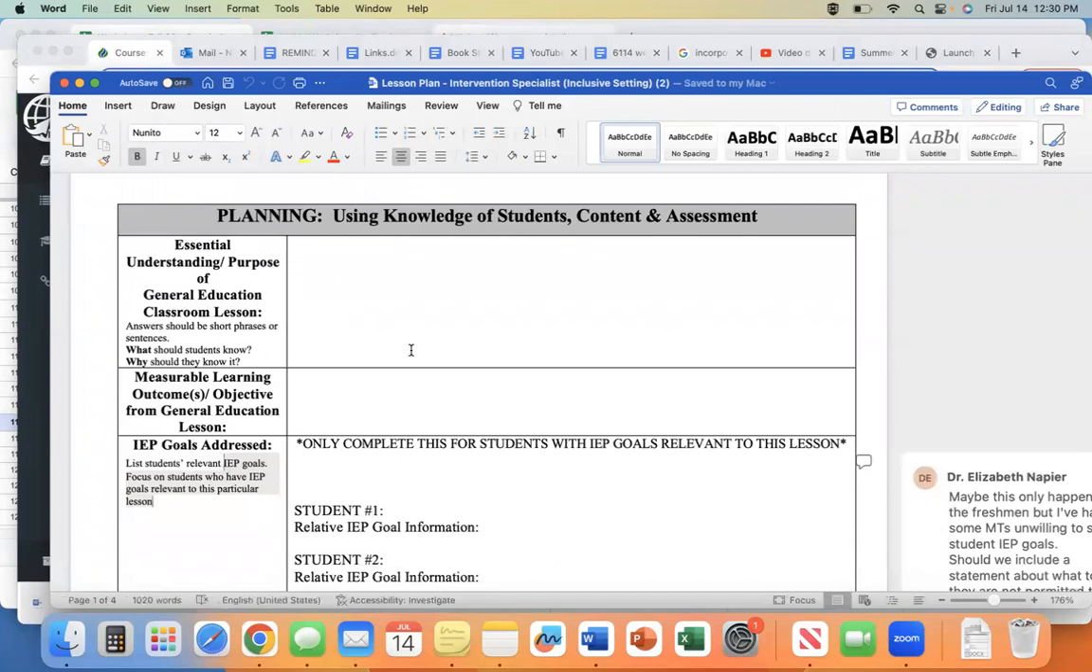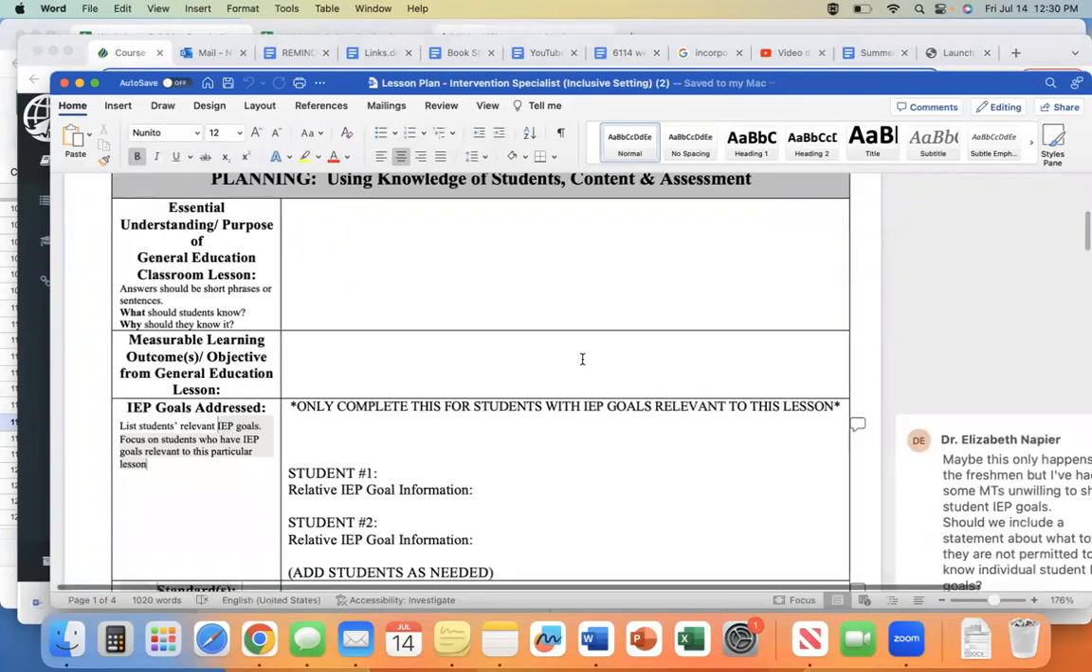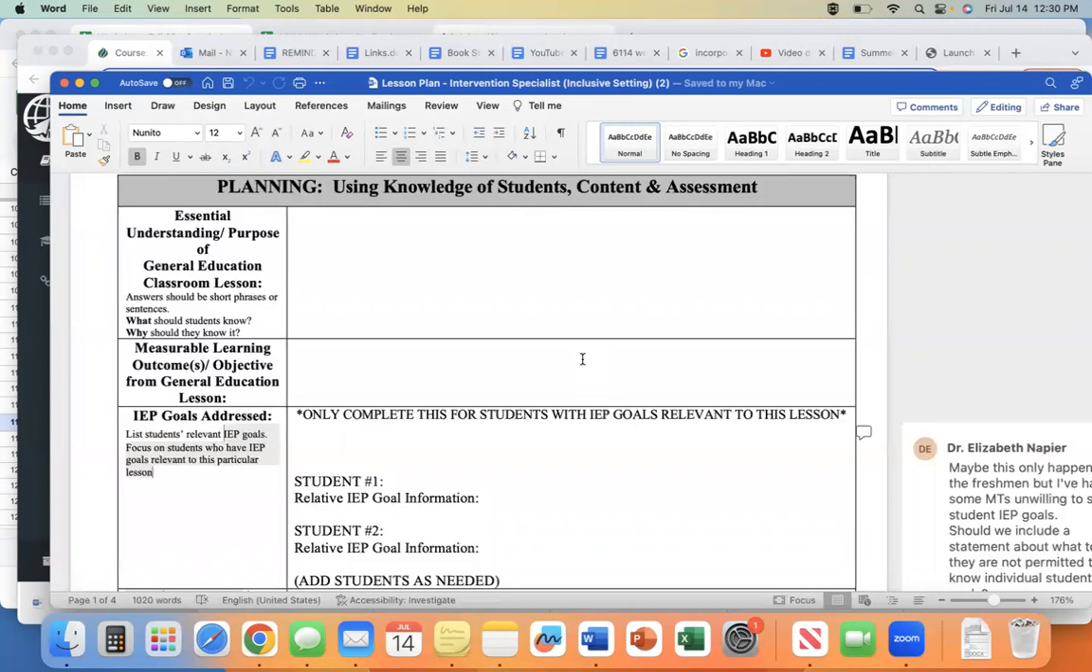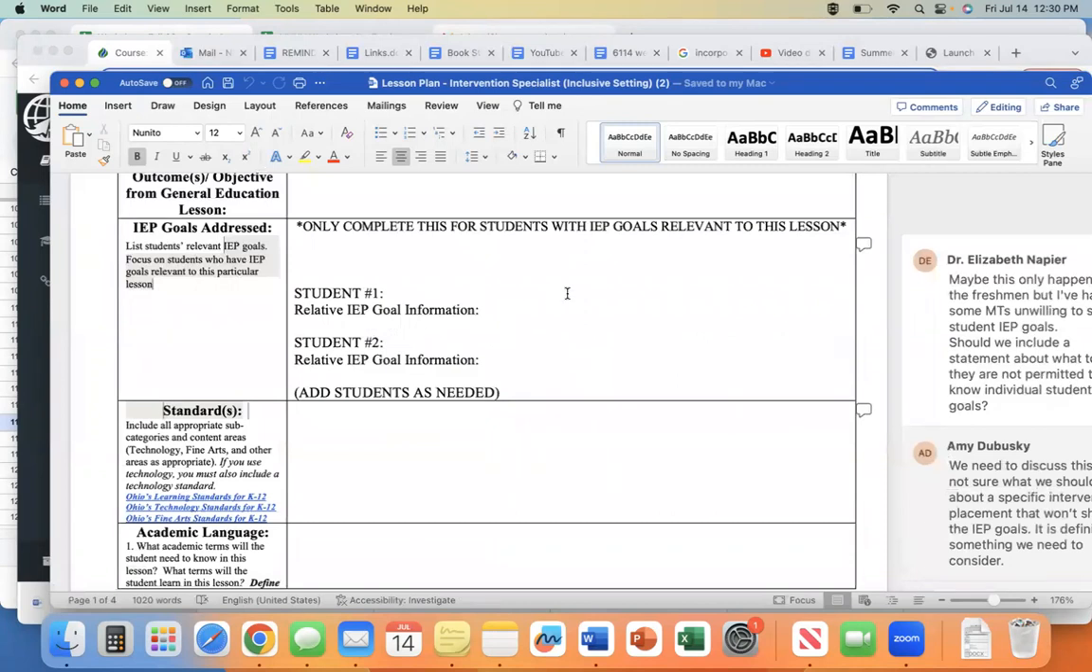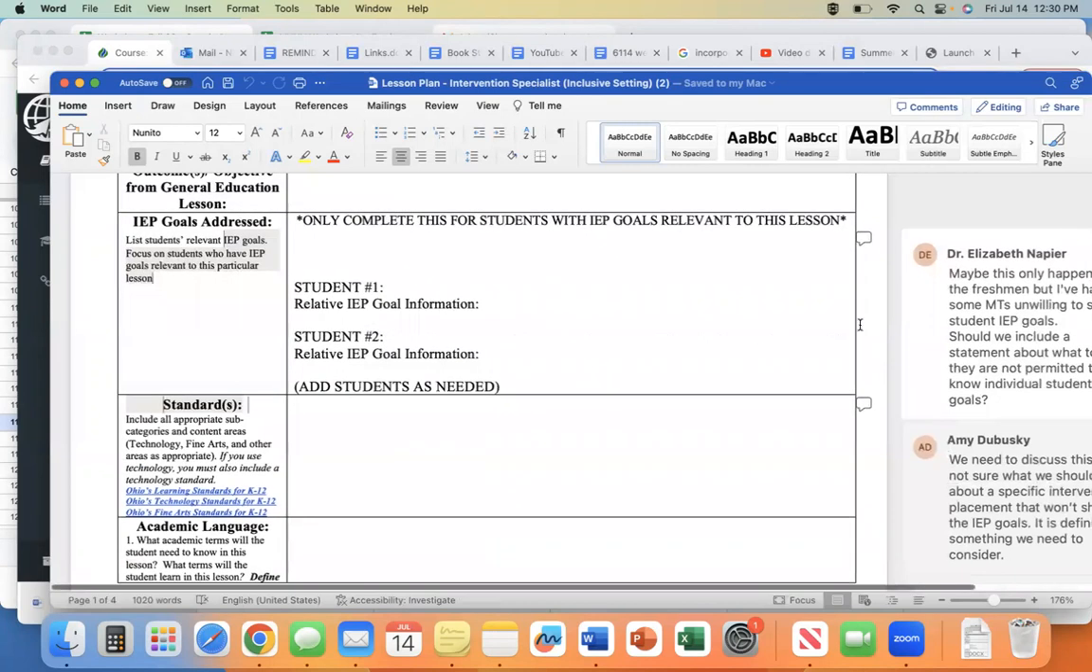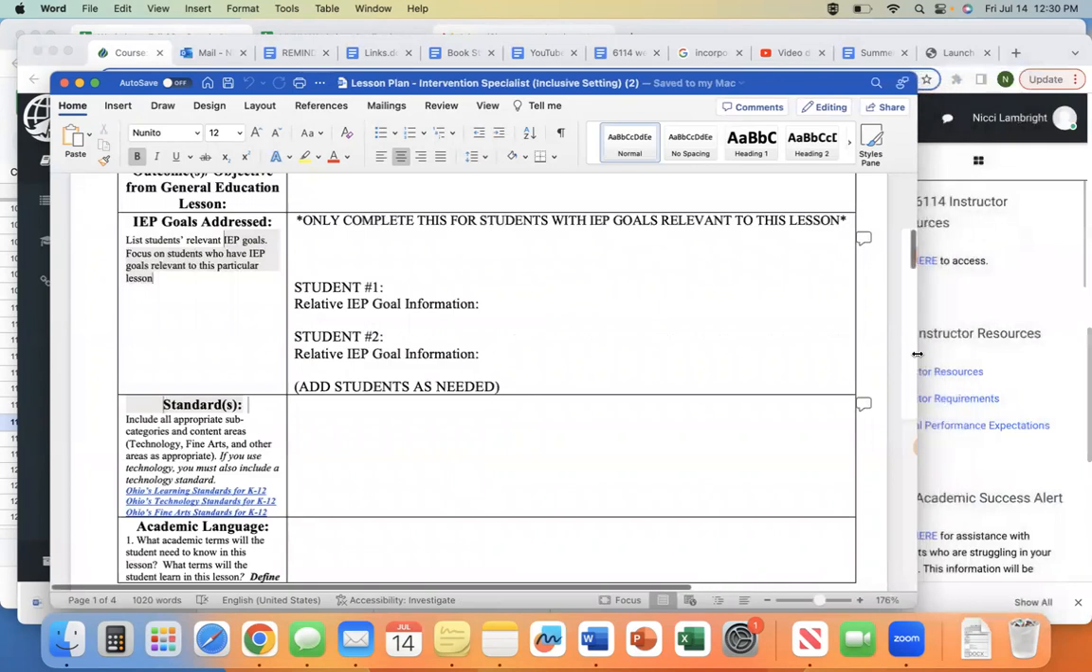Many things are similar to the typical lesson plan. So you're going to have your essential learning, your measurable learning outcomes. In this section here, you are going to have a section where you're going to talk about each student's IEP goals specifically. So what would we need to have for each student related to this lesson plan? So if you are doing a lesson plan for math, we don't really need to worry about the reading and writing goals. If there's an academic vocabulary goal, that would be something that would apply here.